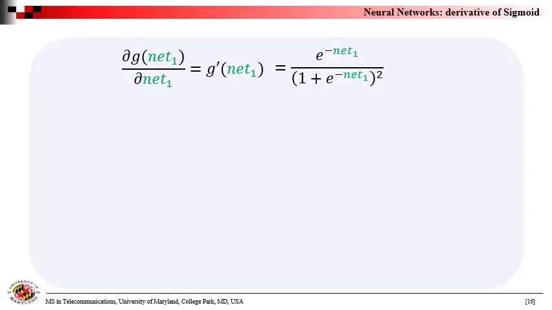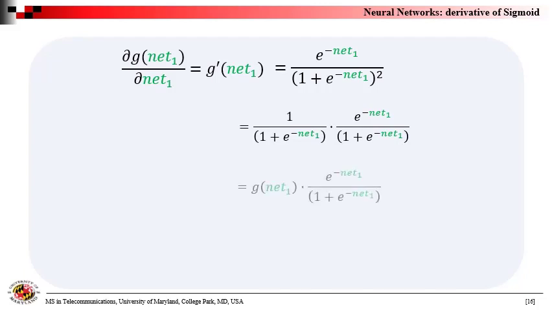Now, it's interesting that we can rewrite this in a very convenient way. Essentially, the square of the denominator can help us to rewrite this product as 1 over 1 plus e to the minus net 1, times the numerator divided by the other 1 plus e to the minus net 1. Now you might think, what's the point of that? Well, if you notice, this term here happens to be g of net 1. It's just a plain old sigmoid function. And that's pretty neat. We can take it one step further.